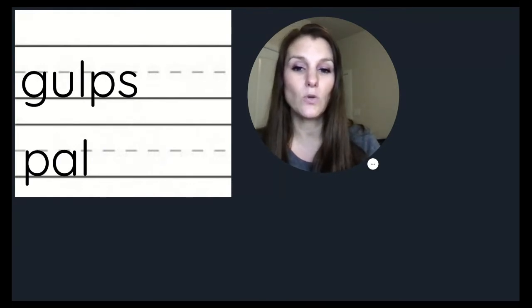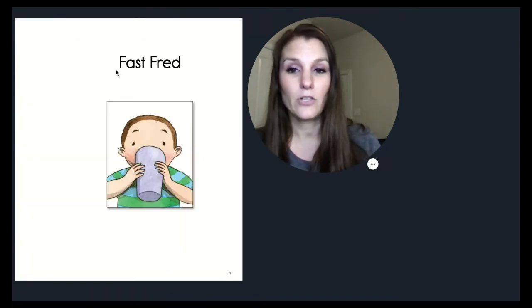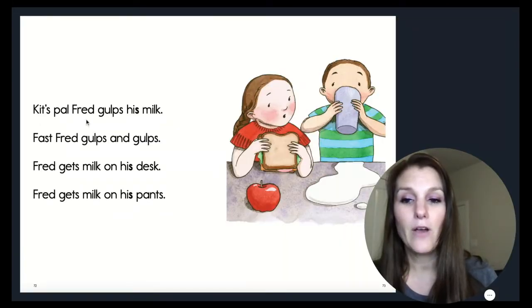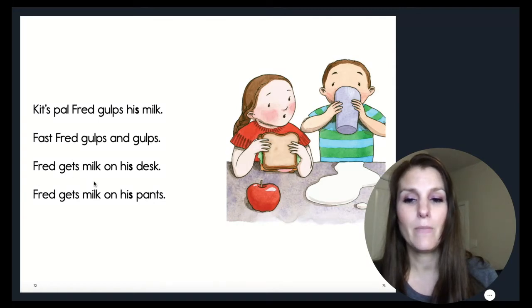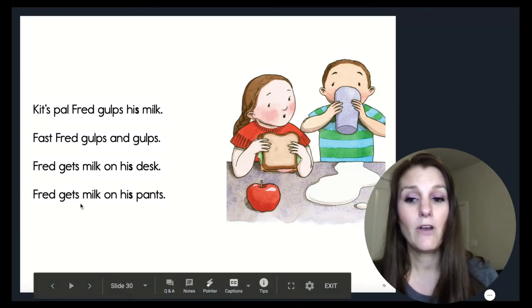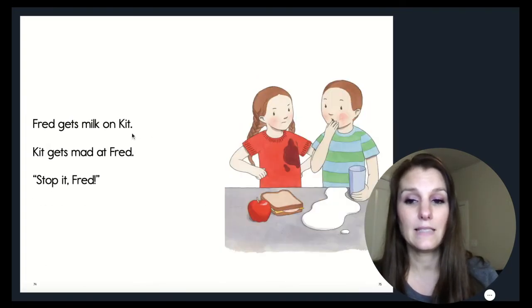We will read a story about Kit's pal, Fred. Pay special attention to the story so you can tell me what Fred is doing. First, let's read the title of our story. Fast Fred. Kit's pal Fred gulps his milk. Fast Fred gulps and gulps. Fred gets milk on his desk. Fred gets milk on his pants. Fred gets milk on Kit. Kit gets mad at Fred. "Stop it, Fred!"